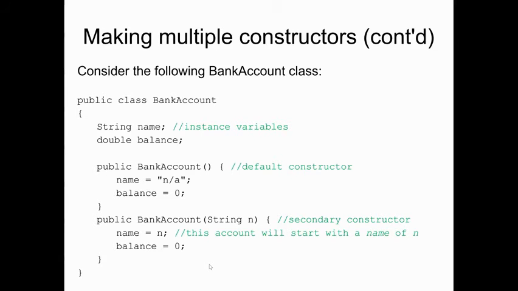Here's an example. Consider the following BankAccount class. Public class BankAccount has two fields, String name and double balance, and has a constructor that takes no parameters. When its parameter list is empty, it's called a default constructor. For the name, we're just going to put NA for not applicable, and the balance would be 0. Here we have a second constructor, and its parameter list has one string, n, which means that we'll use n to initialize the name of this object.